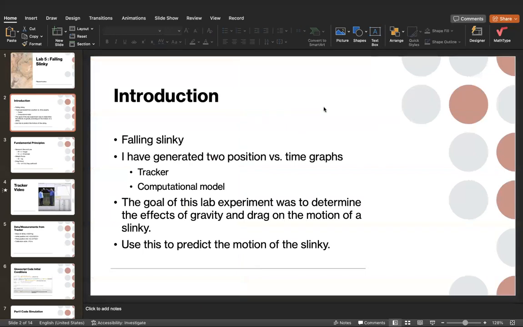For our introduction, the goal of this experiment was to determine the effects of gravity and drag force on the motion of a slinky that falls downwards. In this experiment, I have also generated two position versus time graphs. The first graph is from the tracker, and the other graph is from the computational model.